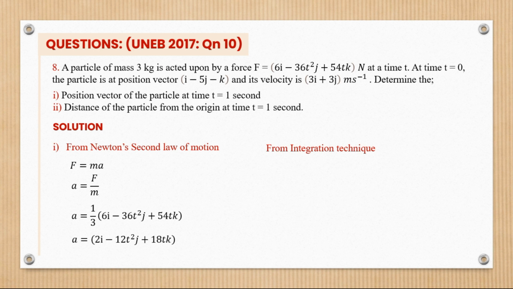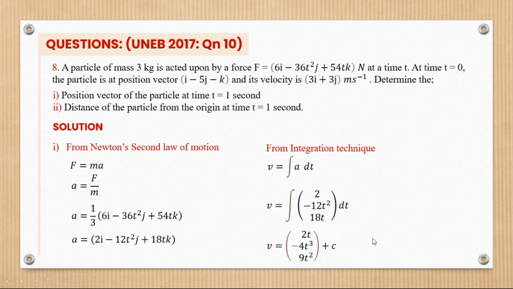Now that I know acceleration, I can use the integration technique to find the value of v. Remember, v is the integral of acceleration. So v shall be equal to that. Put this in, and this is what I have. Integrating that, this will give me 2t, this will give me negative 4t cubed, and this here will give me 9t squared, as you can see right there.